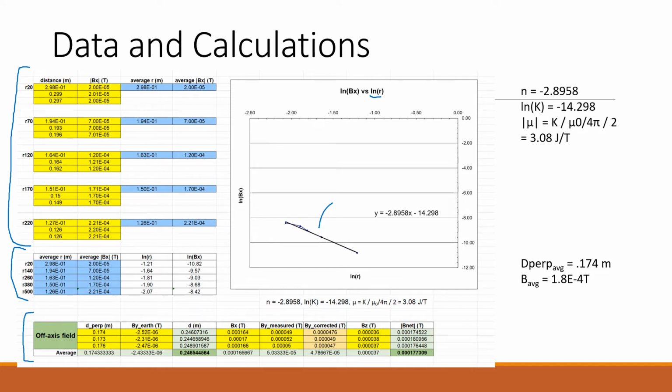We can take ln of k, which is the y-intercept of this equation, and manipulate it a little bit into this equation and return that 3.1 value that we talked about earlier. Our distance average we found right down here, as well as our magnetic field average, which is right here.